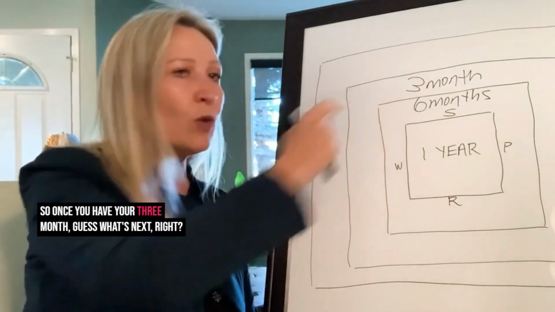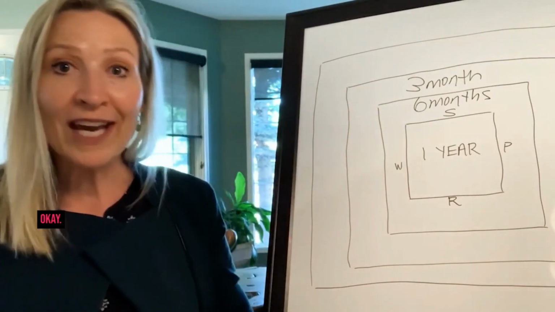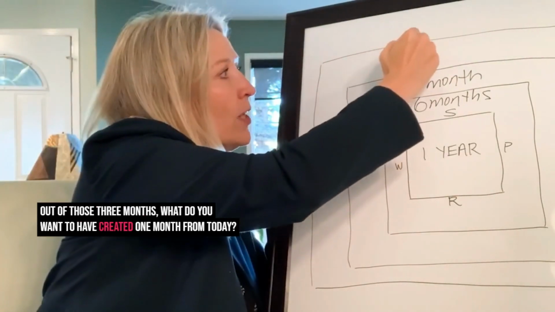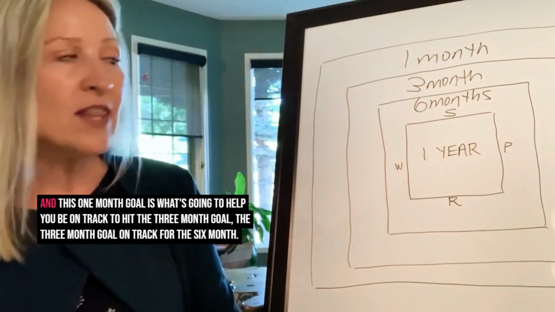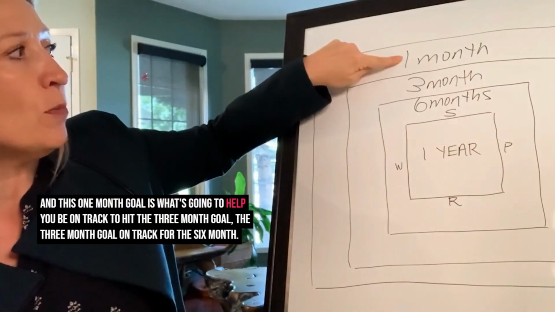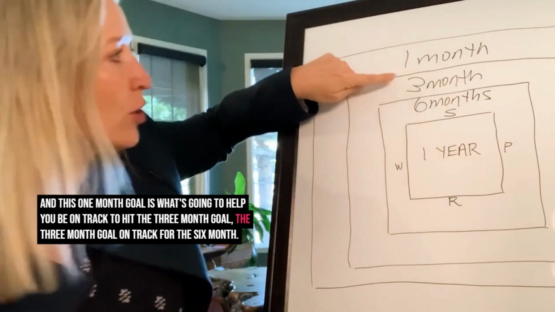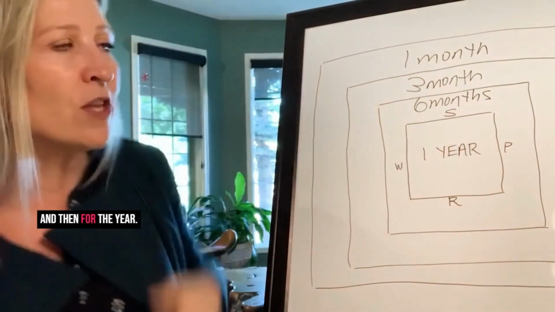Right? So once you have your 3 month, guess what's next, right? Okay, out of those 3 months, what do you want to have created 1 month from today, right? 1 month from setting the goal. And this 1 month goal is what's going to help you be on track to hit the 3 month goal. The 3 month goal on track for the 6 month and then for the year.